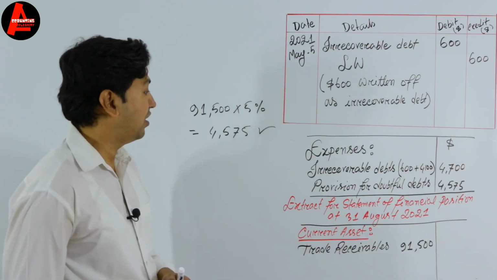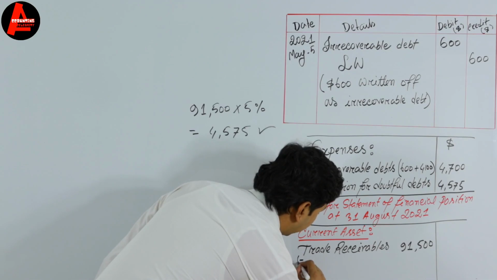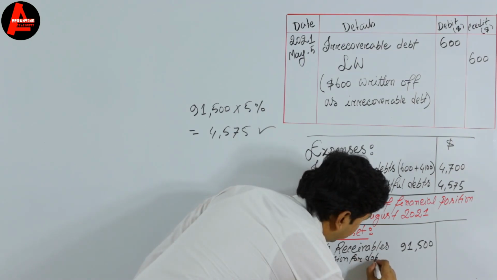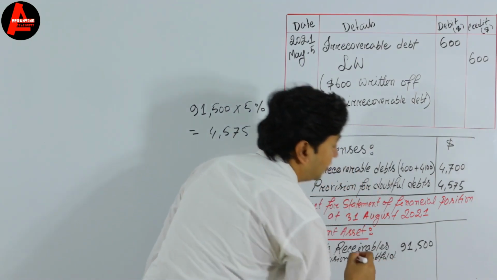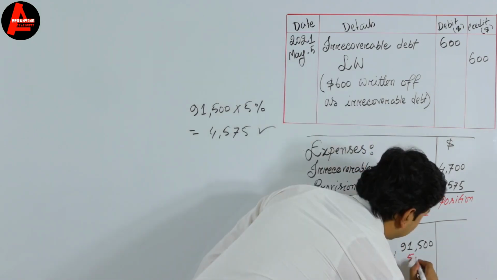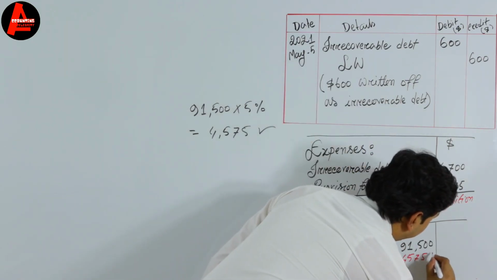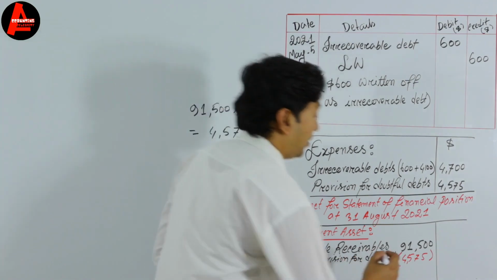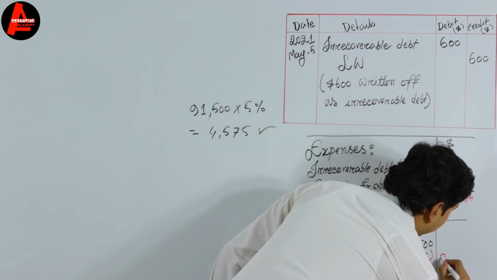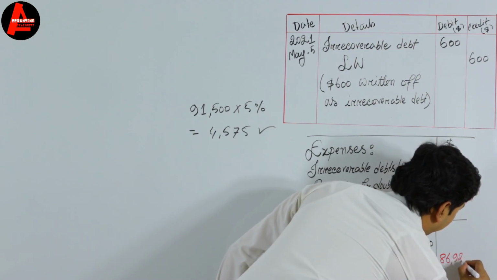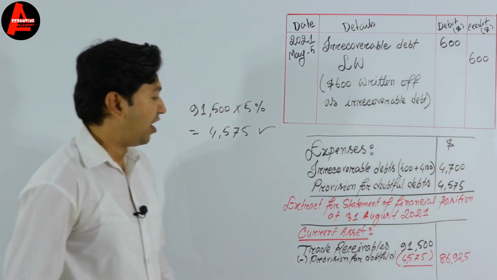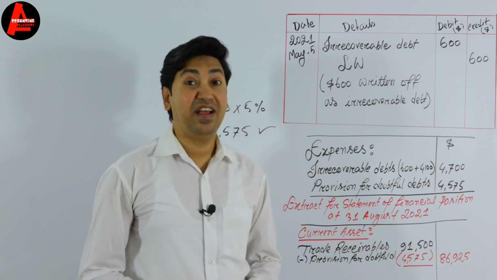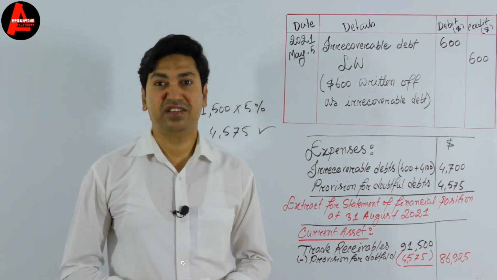For this type of mistake, let us subtract, minus or less, provision for doubtful debts. Here we will write 4,575. So we will subtract this amount. After subtraction we get here 86,925. This is the final amount of trade receivables. So this is how you need to prepare the extract from the statement of financial position.